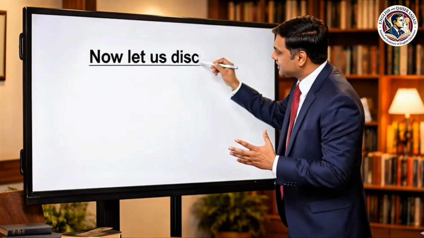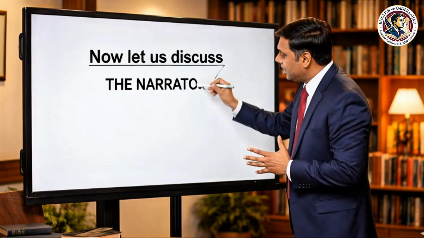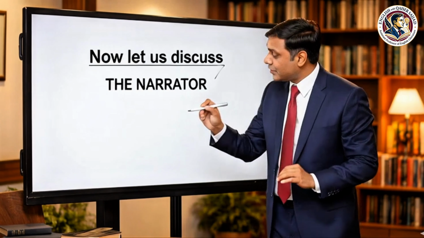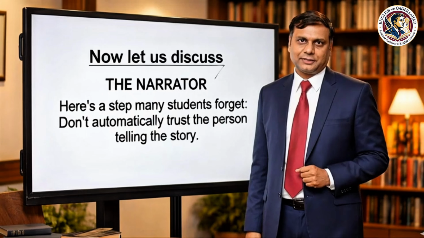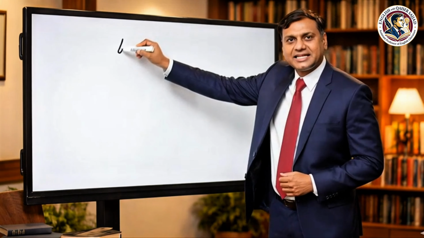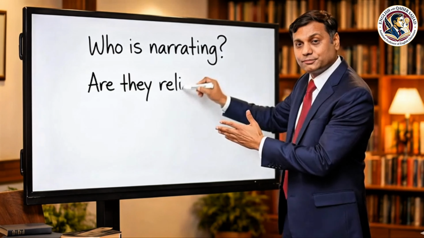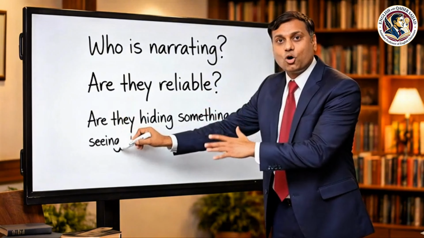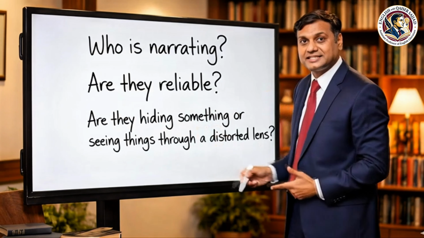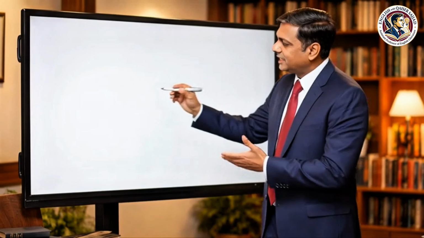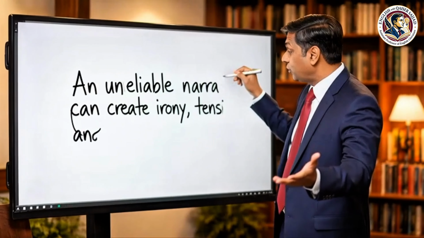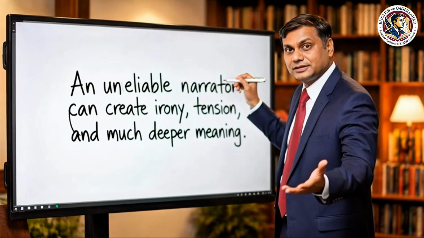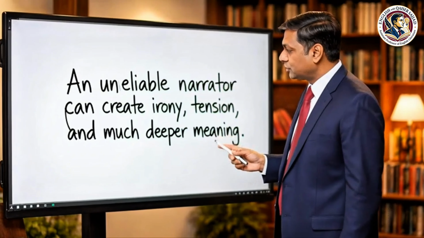Now let us discuss the narrator. Here's a step many students forget. Don't automatically trust the person telling the story. Ask yourself, who is narrating? Are they reliable? Are they hiding something or seeing things through a distorted lens? An unreliable narrator can create irony, tension, and much deeper meaning. This technique introduces doubt, making the story more intriguing and layered. It challenges the reader to look beyond the surface.